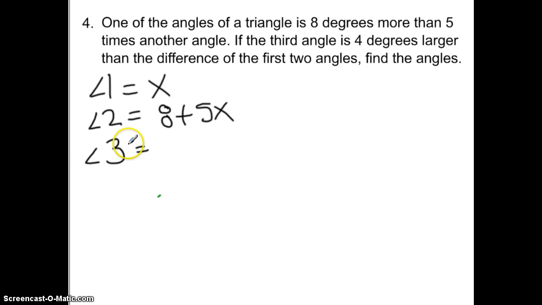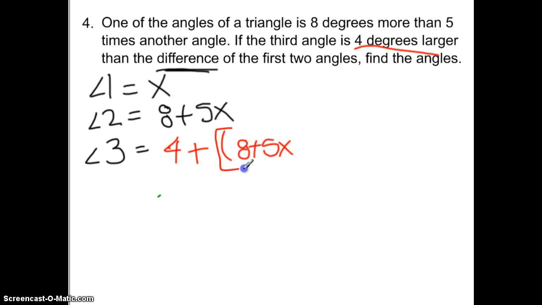If the third angle, angle 3, is 4 degrees larger than the difference of the first two. This word difference means subtraction. So 4 degrees larger than the difference of the first two. We're going to have this 8 plus 5x, and we're going to subtract it from x. The difference of the first two is right here.